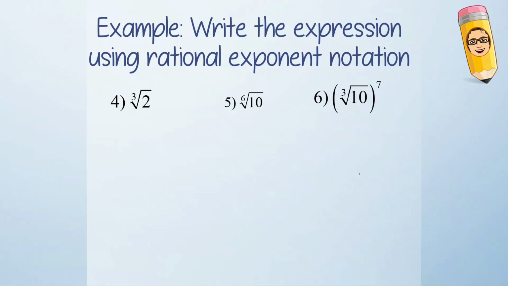Okay, I'm assuming you're pausing. Otherwise, you just heard a lot of silence. So let's go ahead and convert. This is 2 to the 1/3. This is 10 to the 1/6, and that is because there's no exponents sitting out there. And this is 10 to the 7/3. Not bad, right?